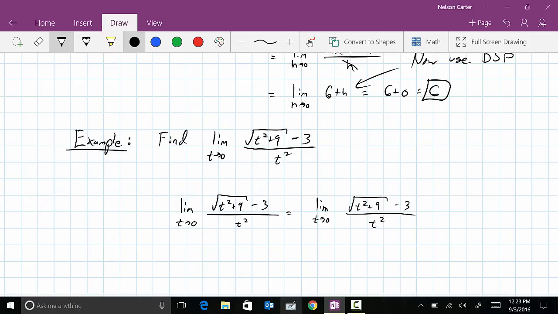But basically what I'm going to do here is multiply this fraction top and bottom by the conjugate of the numerator. So it's the same exact expression as the numerator, except instead of a minus, see, this was a minus, for the conjugate it's a plus.